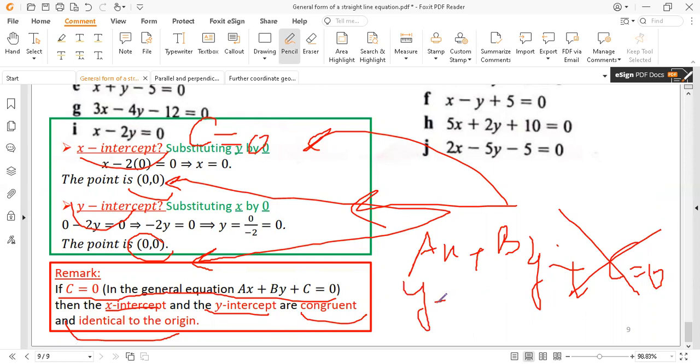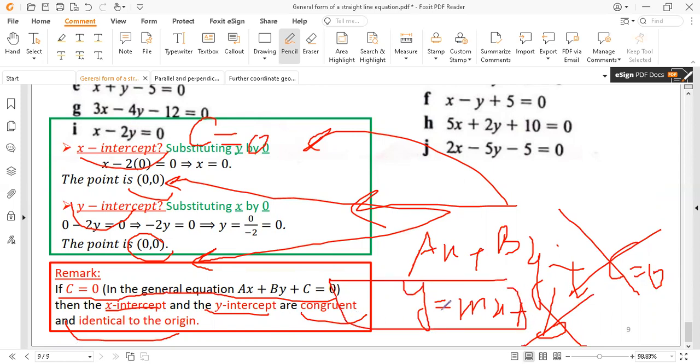Similarly, when we have the straight line with the equation y equal to mx plus b, when the y-intercept, small b, equals 0, the equation is restricted to y equal to mx. The straight line corresponding to this equation also passes through the origin.